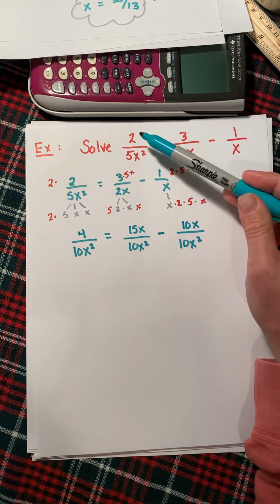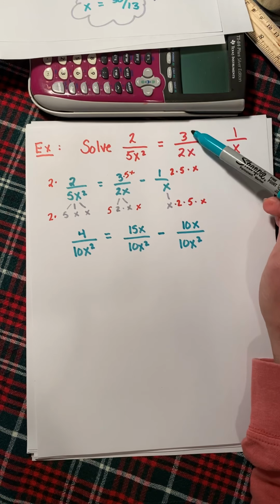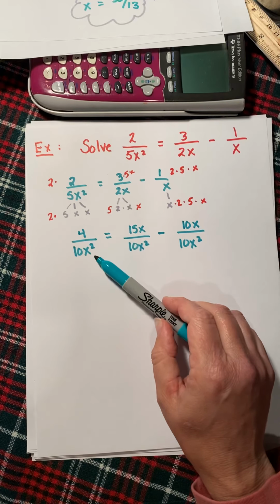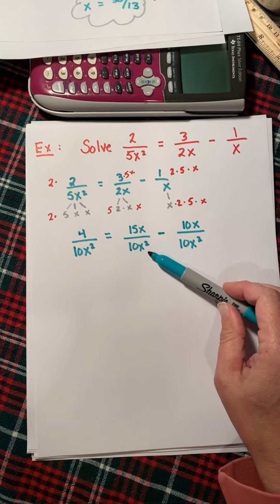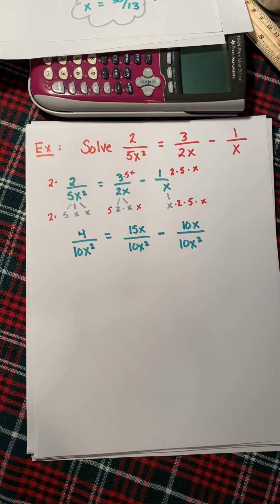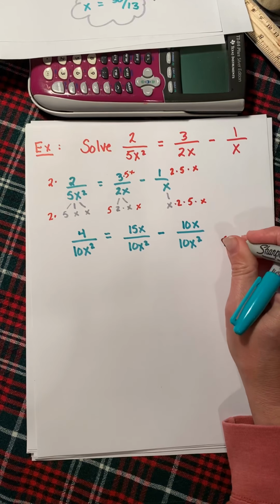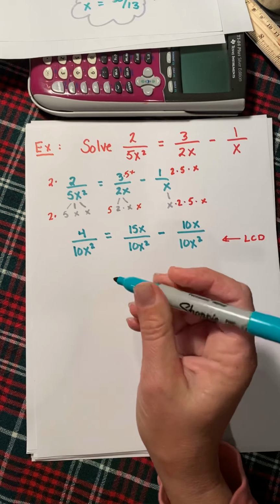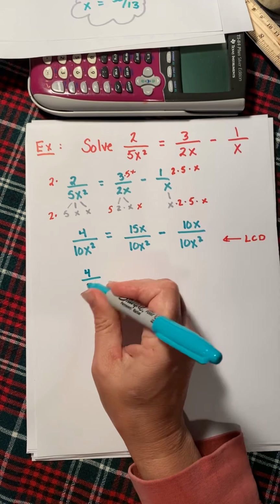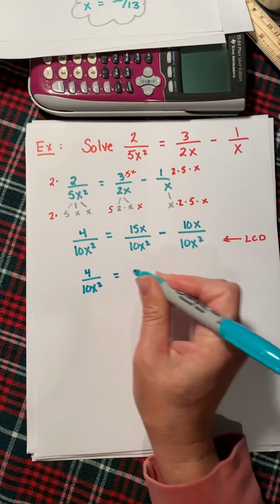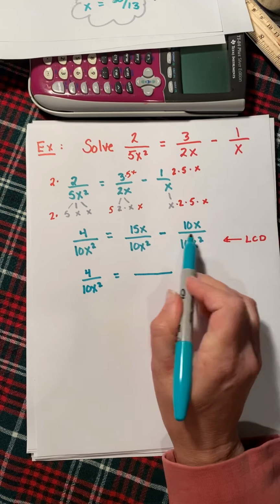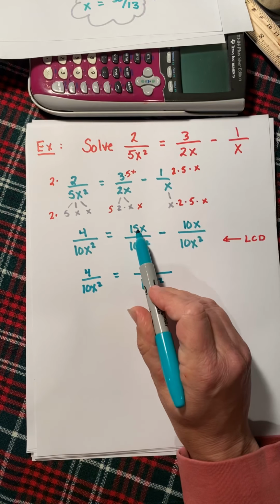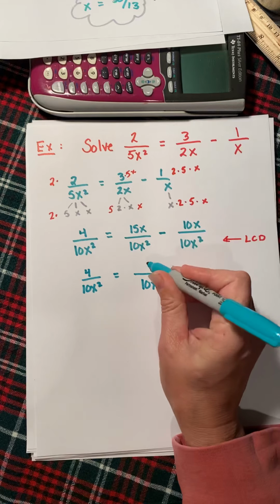So solving 2 over 5x squared equals 3 over 2x minus 1 over x is equivalent to solving 4 over 10x squared equals 15x over 10x squared minus 10x over 10x squared. So our goal is to get the least common denominator, and then we get one fraction on both sides of the equation. So we turn this subtraction into one fraction. When we subtract fractions, we keep their common denominator. 15x minus 10x is 5x's.